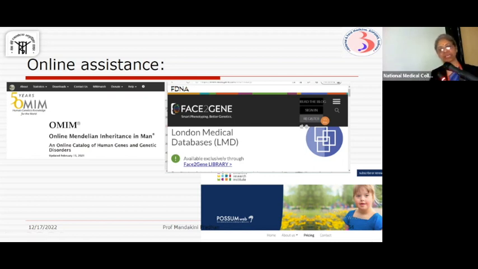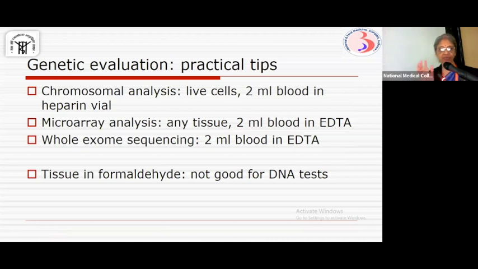In our initial days, we used to use it to get a differential diagnosis, putting in all those features. But these days, with the availability of the net, it has become easy and fewer people are using it. Similar to London Medical Database, there is another one that has to be purchased, called POSSUM. So I had used this data.